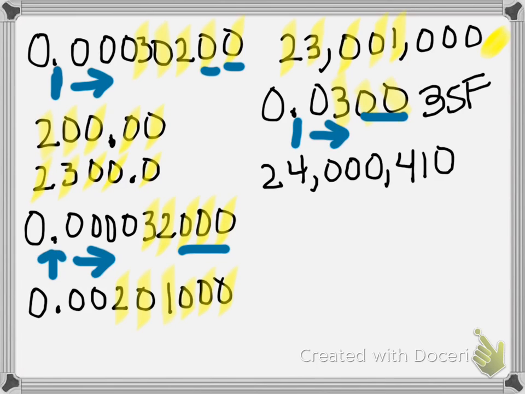Okay. So letter D, again, the 2 and the 4 and this 4 and this 1 are significant, as are these 3 zeros because they're between numbers that are not 0. So that gives us a total of 7 significant digits in letter D.